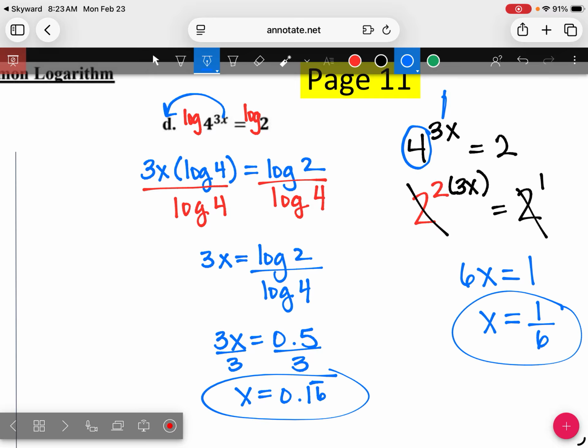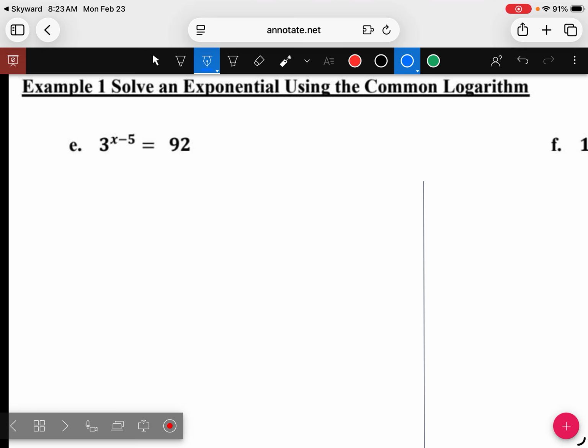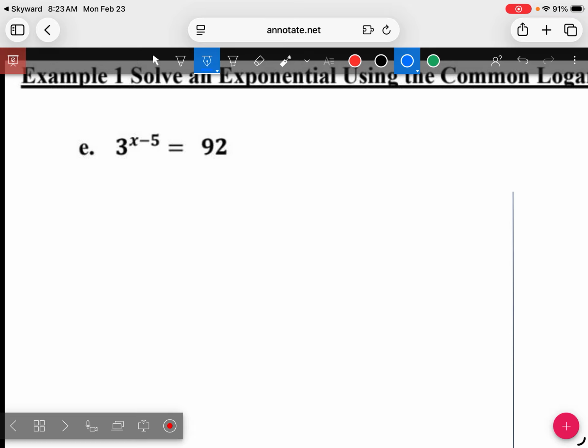All right. Let's go ahead and look at this one together, and then I'll let you do F by yourself. So let's put our log in. This is going to move to the front. I'm going to put it in parentheses, though.